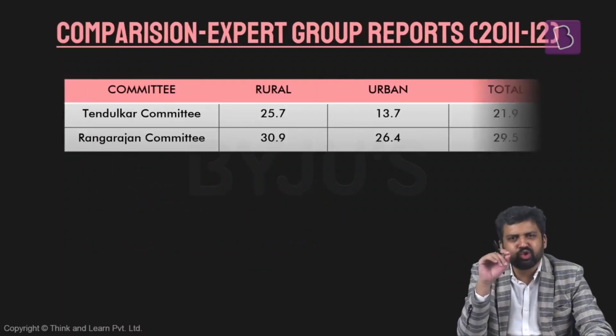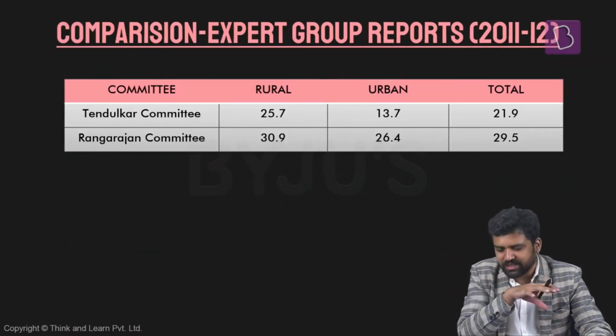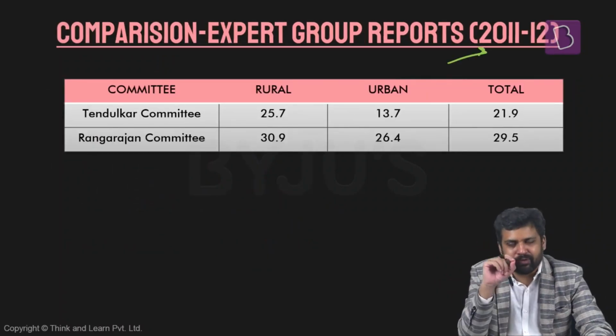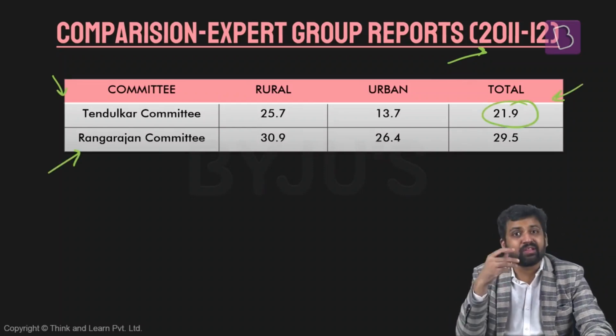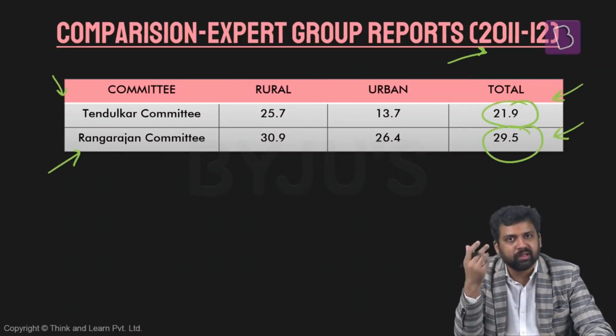And now, just to show you how the poverty rate changes if the methodology is changed, I'm giving you another example. This is the data for 2011-12. If you are using the Tendulkar committee's estimates and if you are using the Rangarajan committee's estimates, how will the data look? Right? So if you are using the Tendulkar committee's estimate, the poverty rate will be even less, 21.9%. And if you are using the Rangarajan committee's estimate, the poverty rate will be 29.5%.